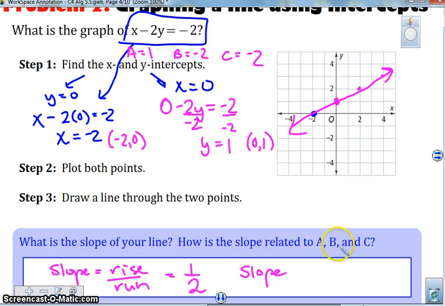And in this case, if we are looking at our slope, the slope is going to be equal to the opposite, or negative, A divided by B. So if we think about that, our A was 1. We're going to have a -1 divided by B, which was a -2, comes out to be 1/2. If you need to pause the video or go back to make sure you understand this, please make sure you do so.